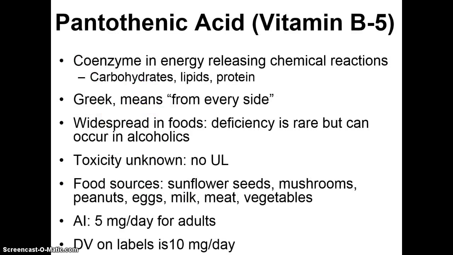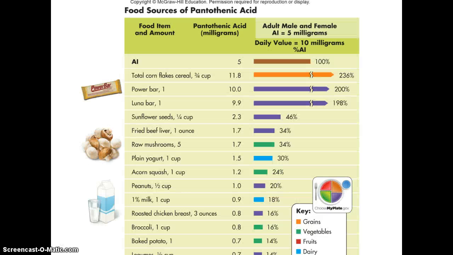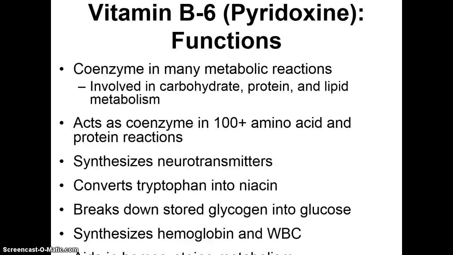All right, let's look at pantothenic acid, which is also vitamin B5. Again, all these B vitamins function as coenzymes. And again, it is very rare to be deficient because it's in so many foods. And Americans get plenty.